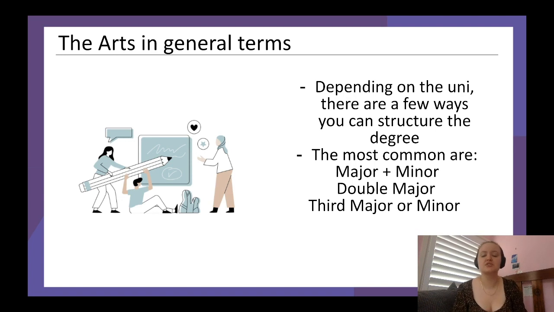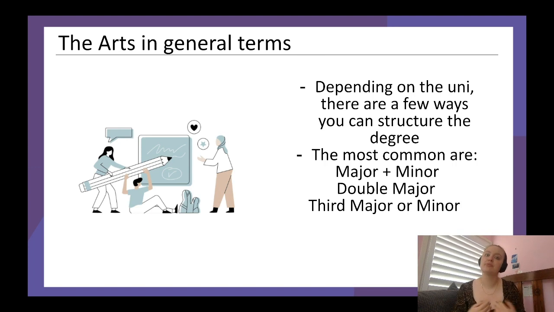The most common way to structure an arts degree is that a student picks a major and a minor. A major just has more credit points towards it, whereas a minor has fewer. You'll generally spend less time working on your minor. So perhaps within a semester made up of 4 subjects, you'll have 3 subjects within your major and just 1 dedicated to your minor.